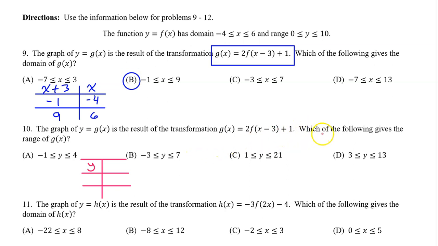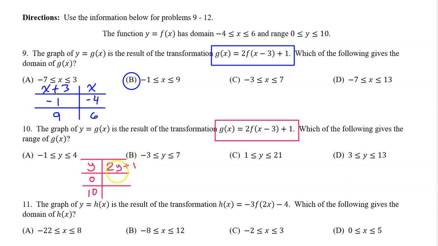Number 10 is similar, but which of the following gives the range of g of x? So we are transforming the y values this time. The y values of the range went from 0 to 10 originally. Now let's search g of x for transformations that will affect the y values. Those are changes happening outside of the function, the 2 and the plus 1. So I can find new y values by doing 2y plus 1.